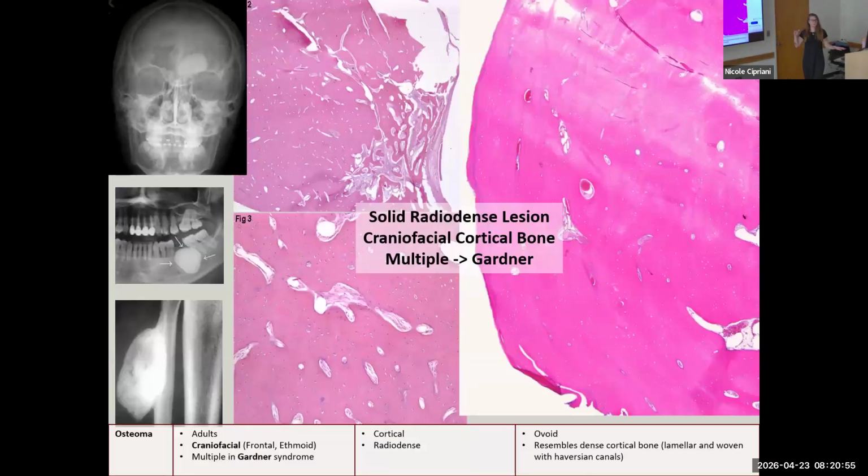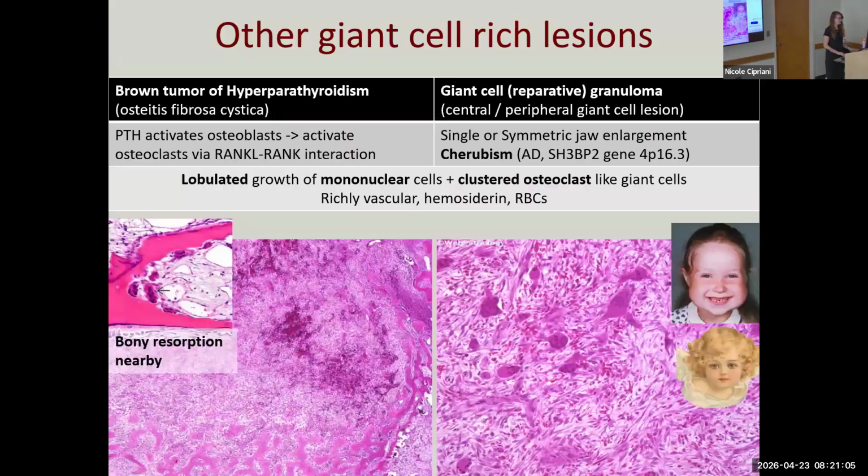Okay, questions? Is mesenchymal chondrosarcoma ever syndrome associated? Not that I'm aware of.